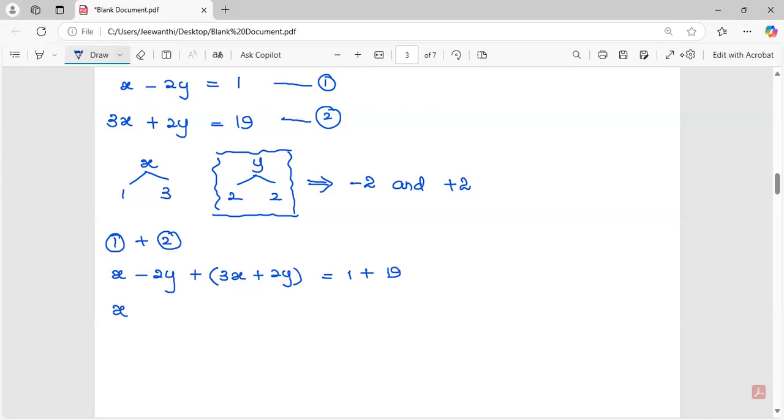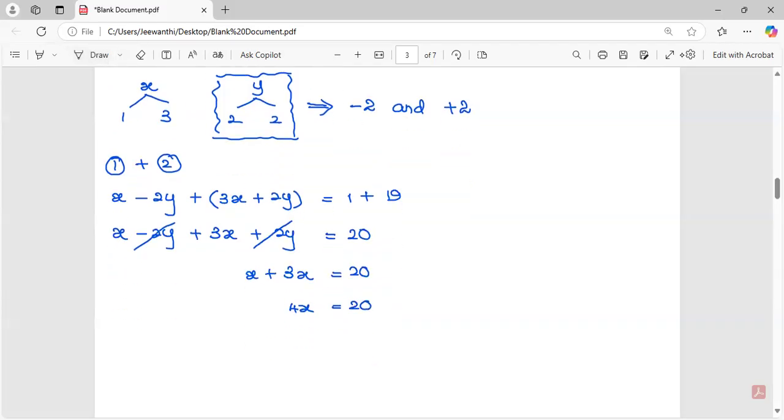Then I solve the bracket, x minus 2y plus 3x plus 2y equal to 20. Then negative 2y, positive 2y cancel, like this. So then we have x plus 3x equal to 20. So then 4x equal to 20. So then x is equal to 5, right? We found the x value.